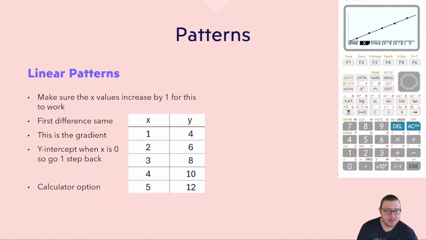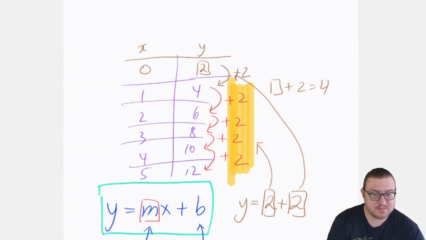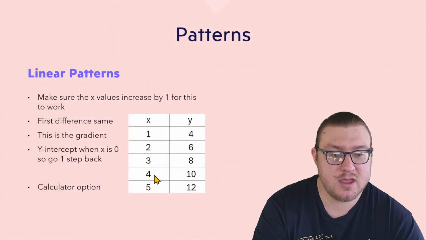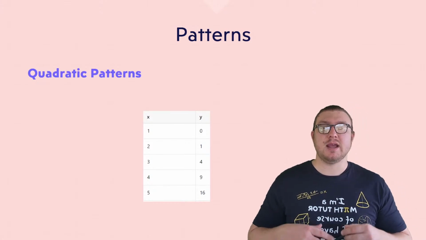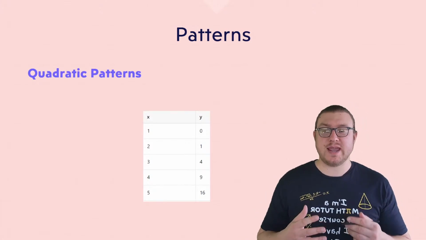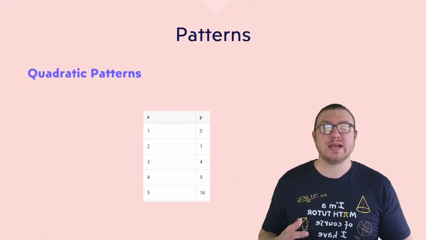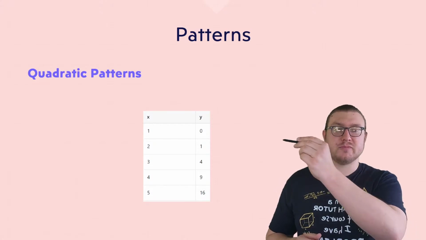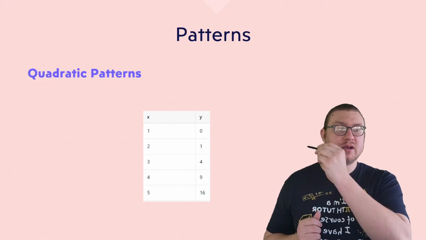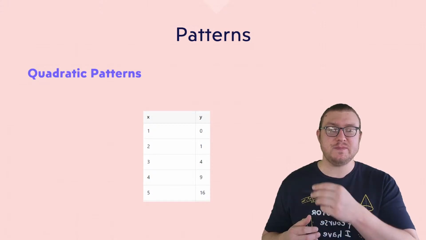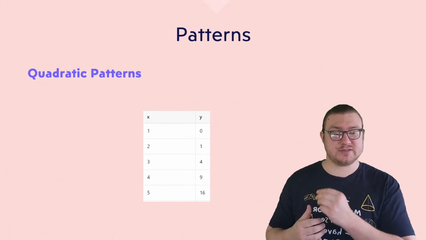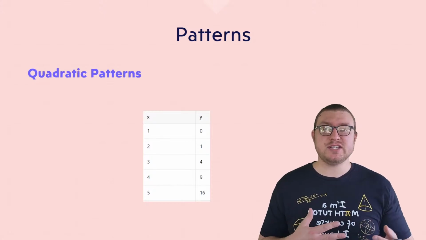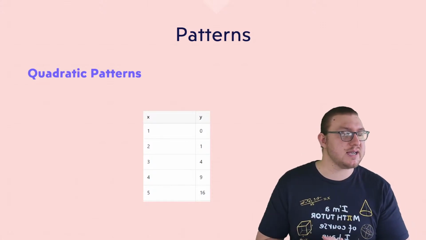Okay, let's have a look at the next part. So let's look at a quadratic pattern. And again, it doesn't matter what pattern we get. The first thing we do is we check for the difference. From 0 to 1 is plus 1. From 1 to 4, plus 3. From 4 to 9 is plus 5, and so on. So we see straight away that the first difference is different.